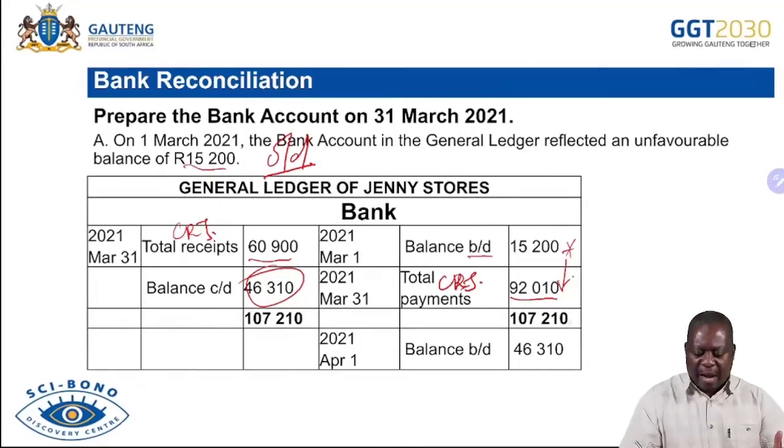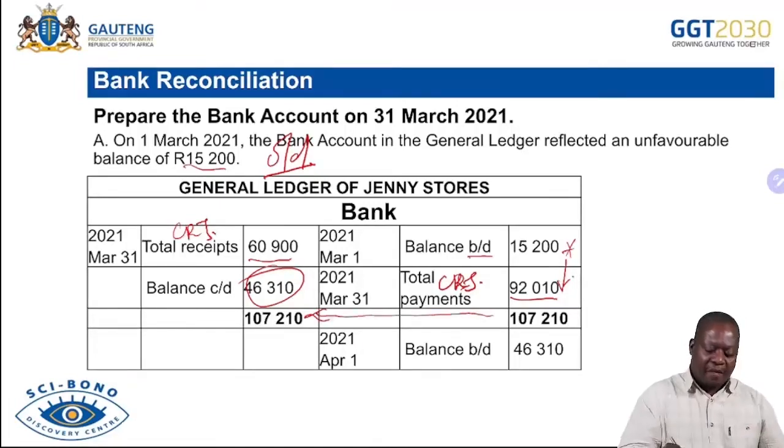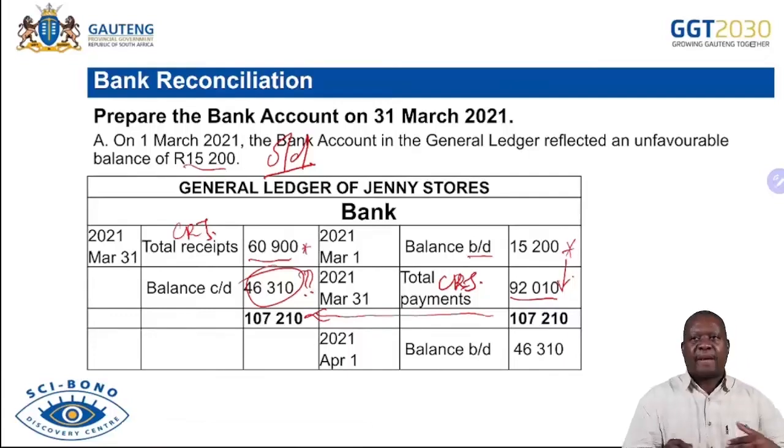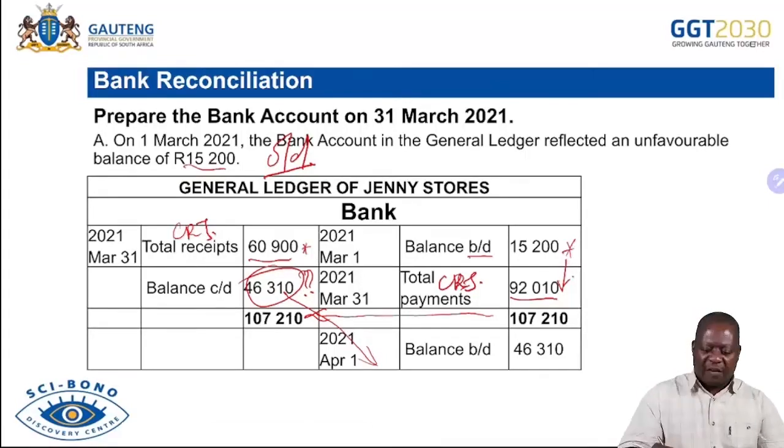For this account to balance, it should be the same on the other side. So we take it there. And then we are going to check. We only have 60,900 here. So it means there is a figure that we must find to make it balance. So that's a balancing figure. That's how we get our 46,310. After having it, remember every balance that is carried down should be brought down when the next month starts. That is our bank account. So what are we having now?